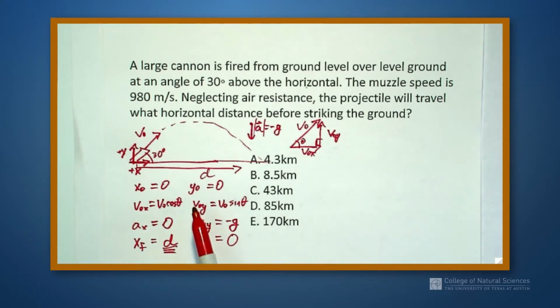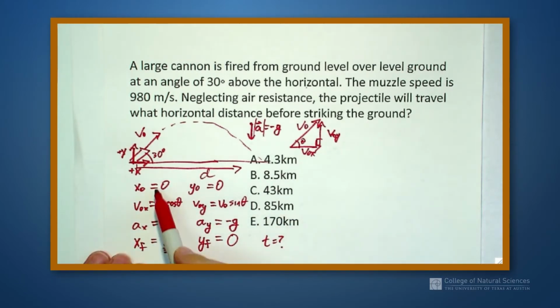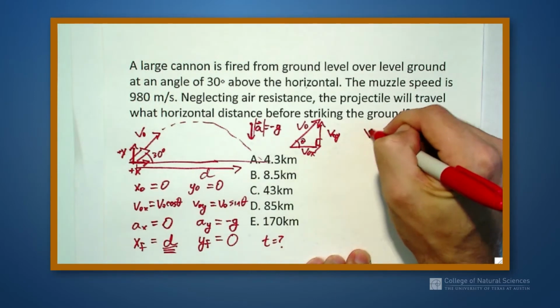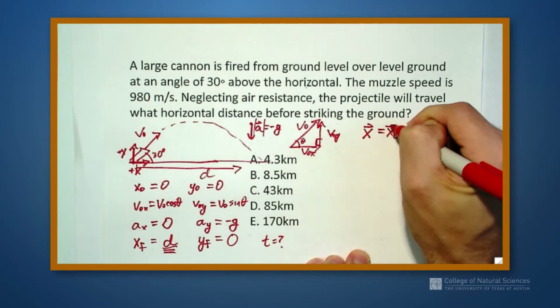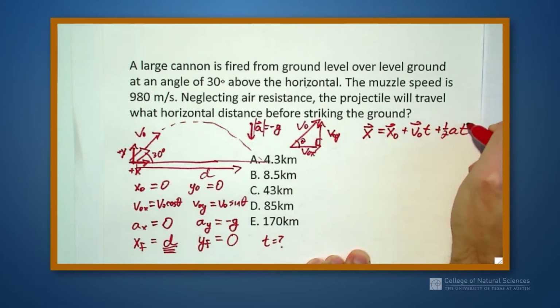So I look at these values, and I see that I have initial positions, initial velocities, accelerations, and final positions. I'm missing time. Time would be a nice value to have, but I have two full sets of data. This makes me really want to use, especially since I want to solve for d, the general equation x is equal to x naught plus v naught t plus 1/2 a t squared.